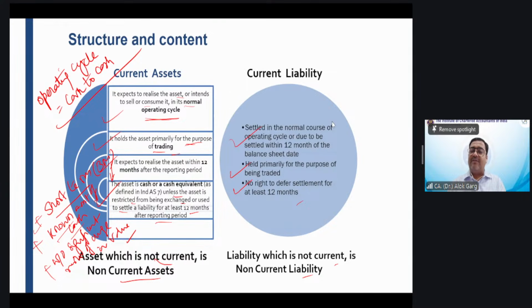Friends, on 31st March 26, whether this liability is current or non-current? Manoj is saying current only, sir. Swanlata is saying non-current. Friends, it will be shown as a current liability.